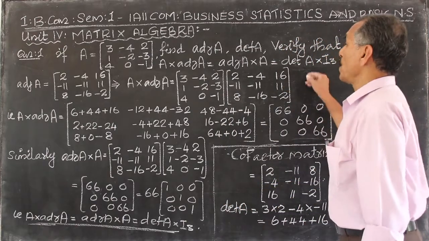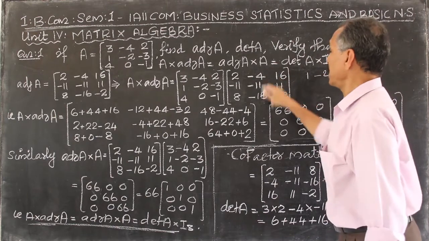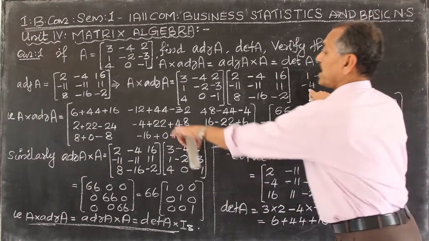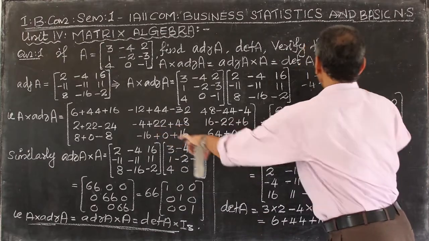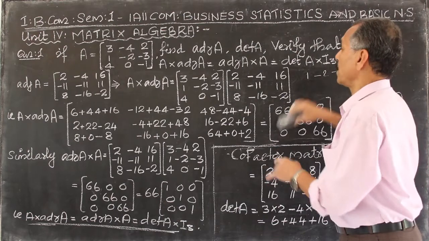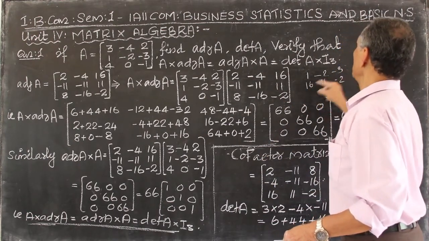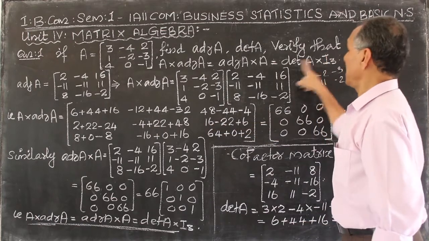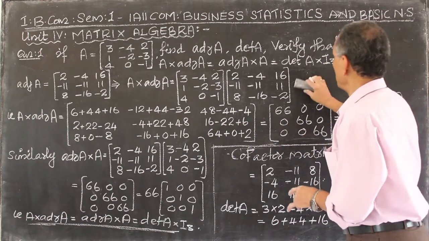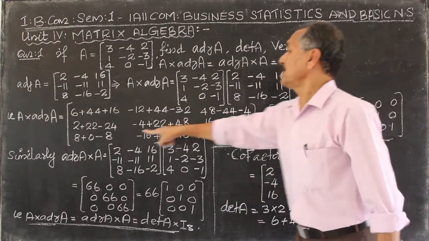Then the second row, 1, minus 2, minus 3, into the second column: minus 4, minus 11, minus 16. That is minus 4, here 22, then plus 48. Then second row into third column. The third column means 16, 11, minus 2. That is 16 into 1, minus 22, then minus into minus plus 6. Then the third row: third row in the first column, 4 into 2, 8, plus 0, minus 8.